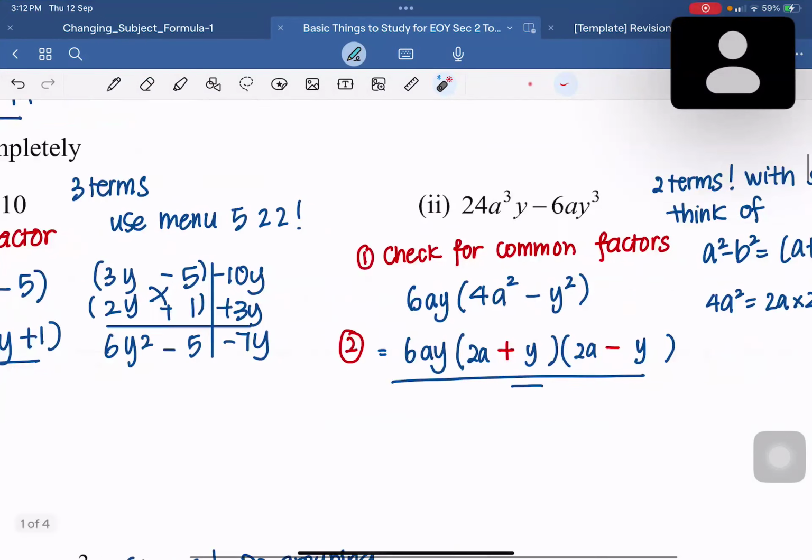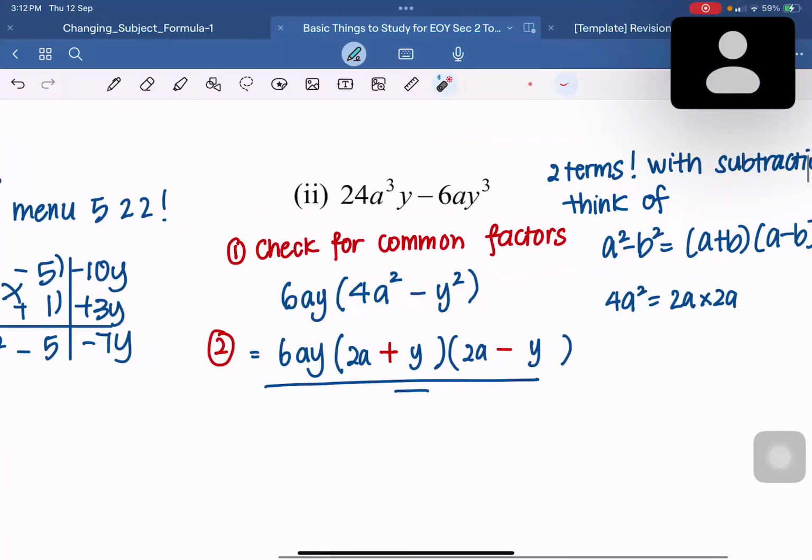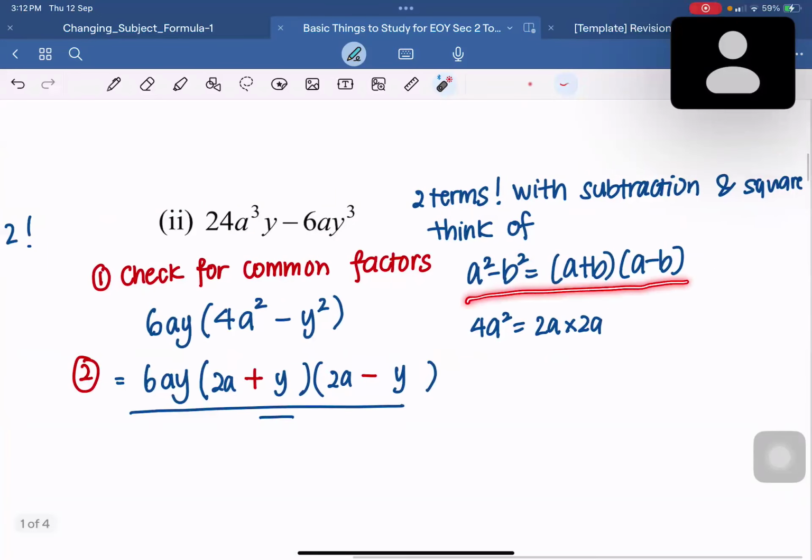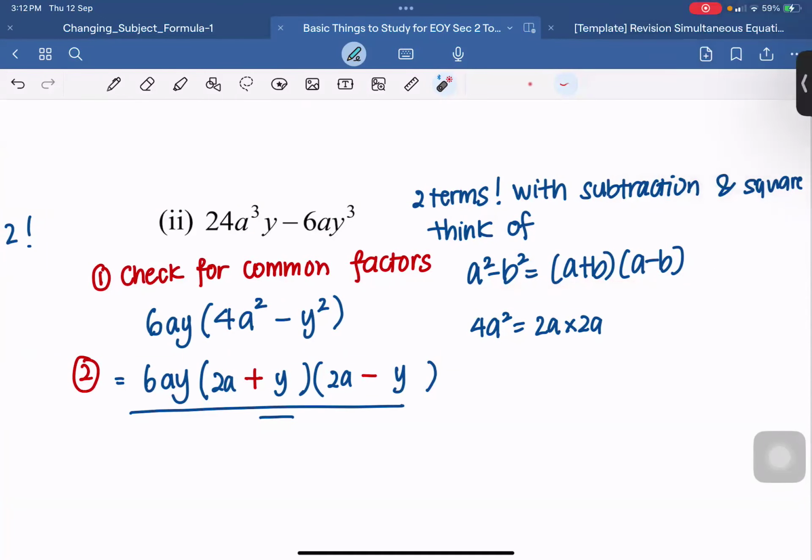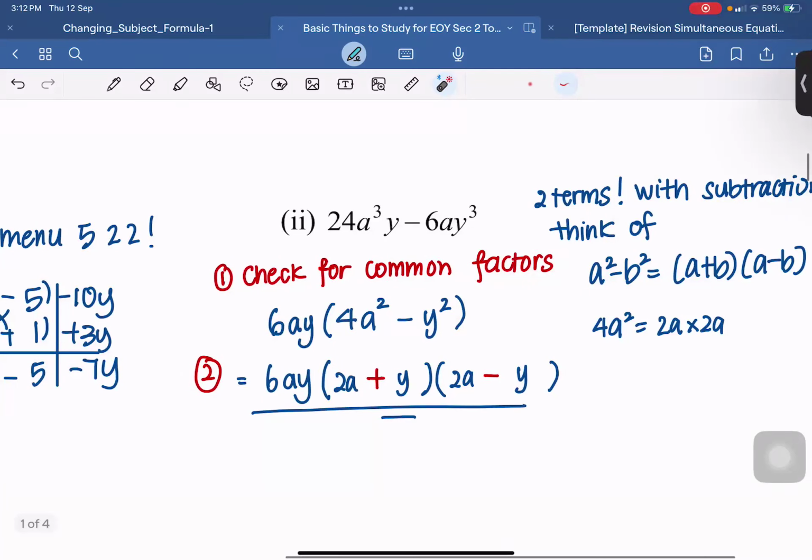Next part, this one. Usually something square minus something square, we think of (a plus b)(a minus b). This is a special product. There are 3 special products. Later you get to see them inside the worksheet itself also. Firstly, we check 24 and 6. We divide by the common factor 6. For a cubed, the common factor is a, so we take out 3 of them. A cubed, take out a, left a squared. Y cubed, take out the y, left y squared.